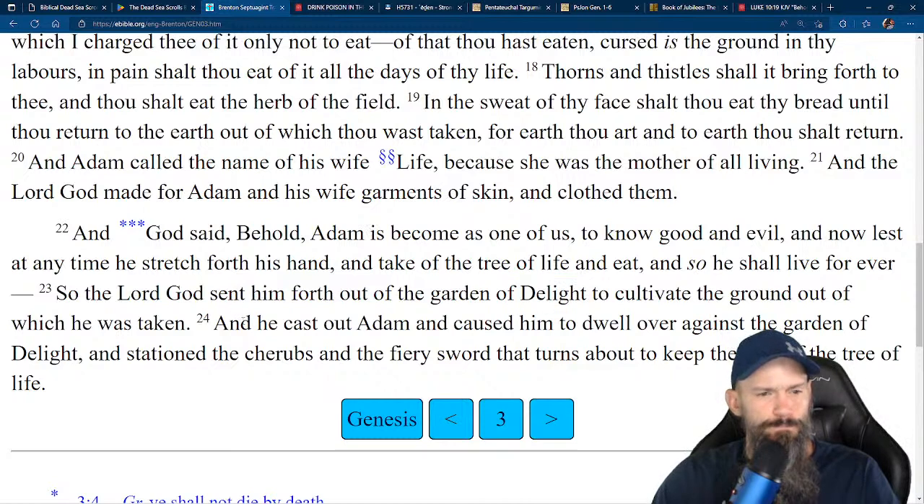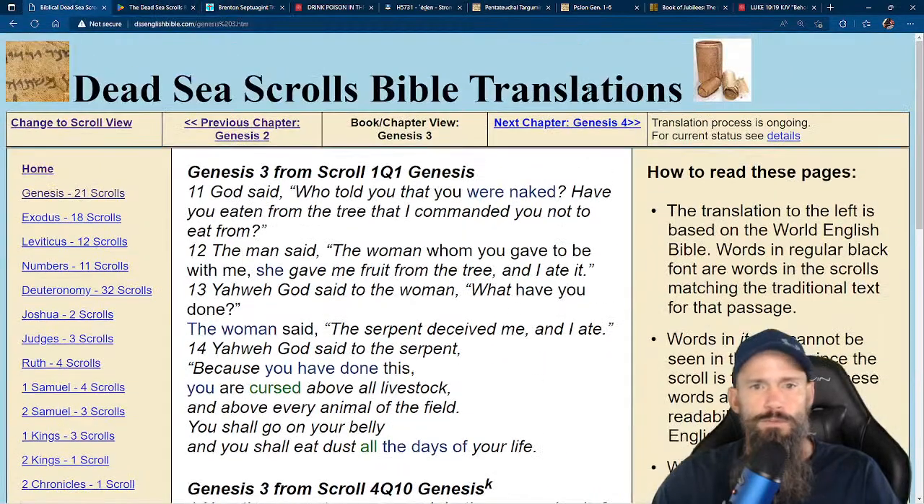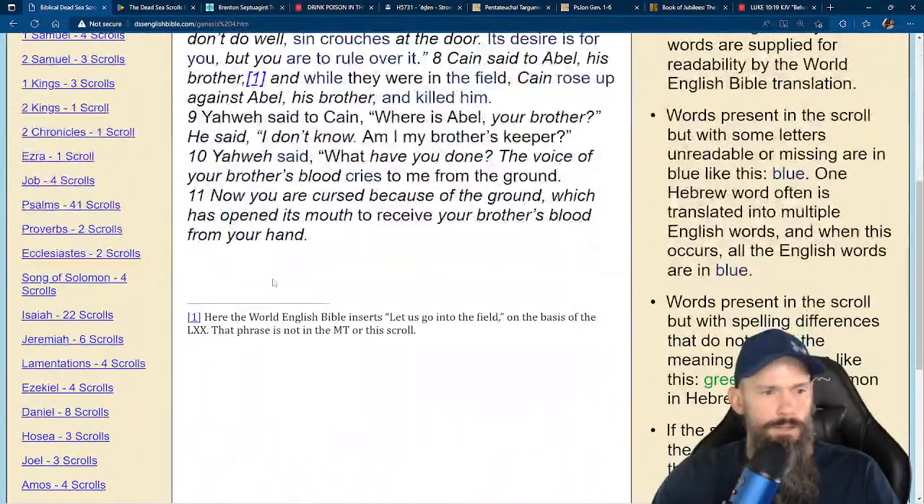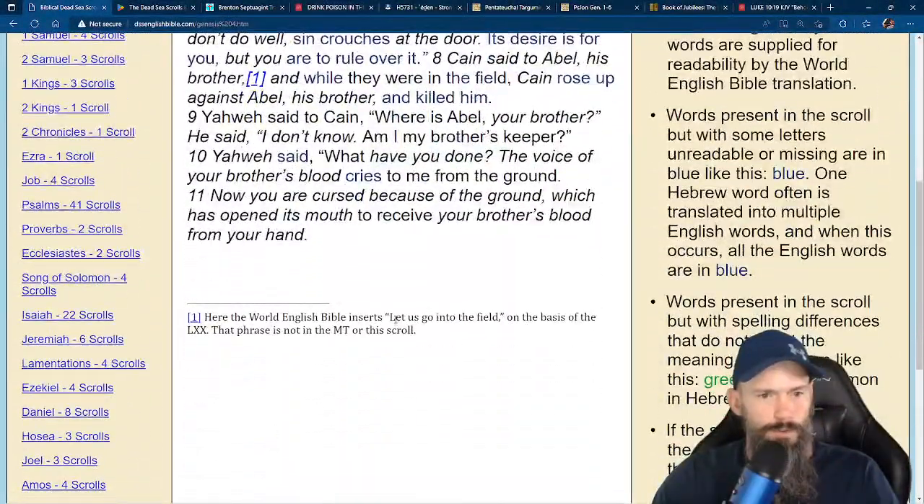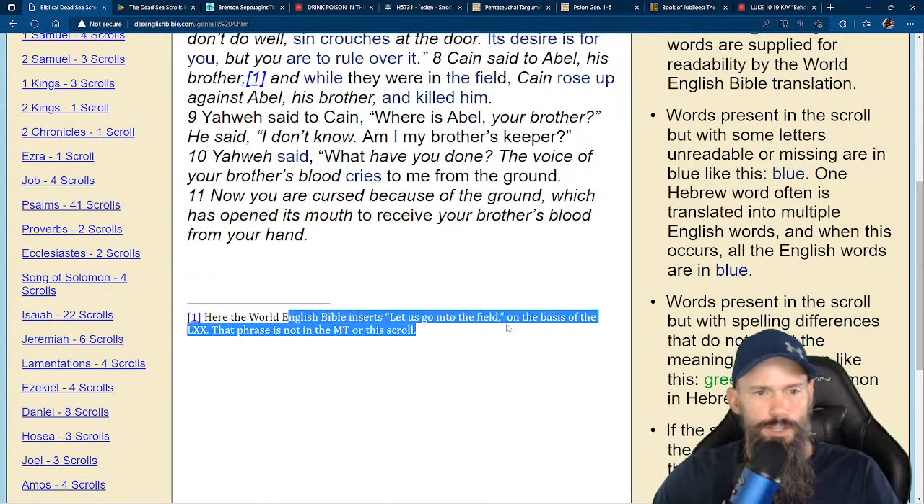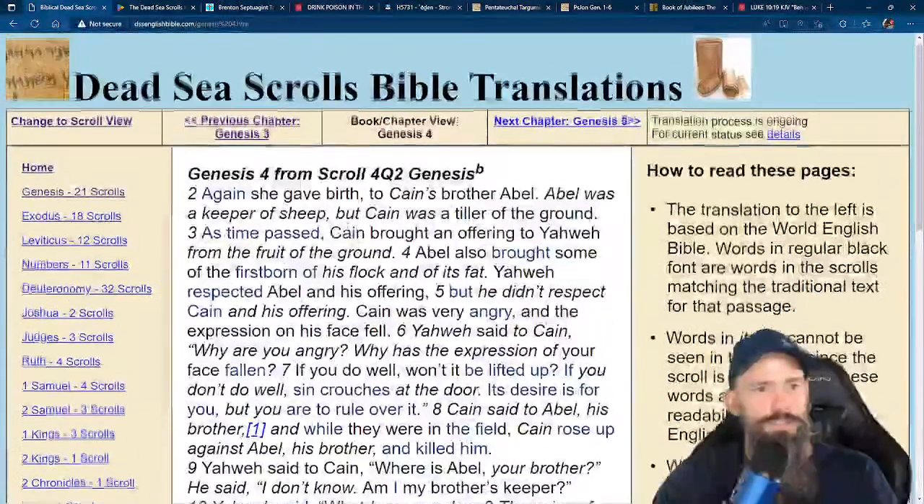So, let's see. Sword to keep the way of the tree of life. Chapter 4, verse 2. Here the World English Bible inserts, let us go into the field, on the basis of the Septuagint, LXX. That phrase is not in the Masoretic text.